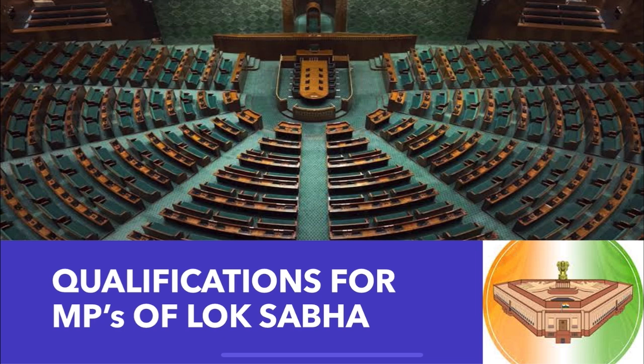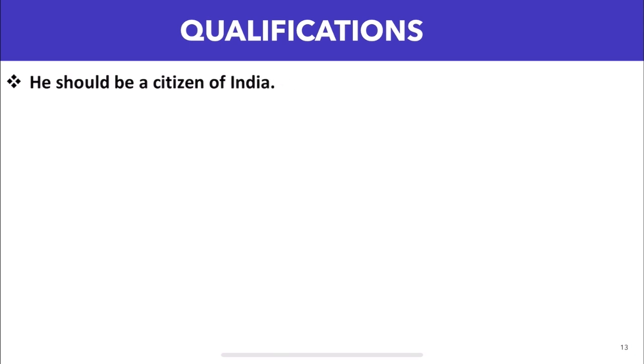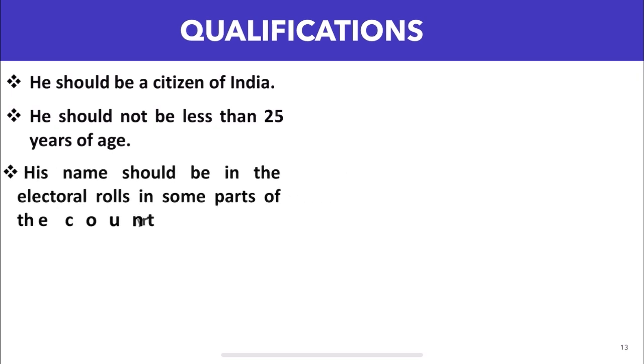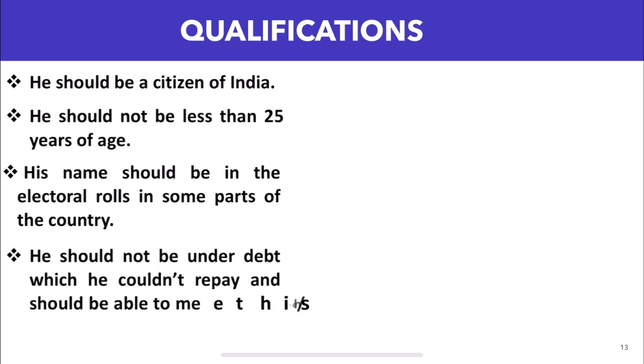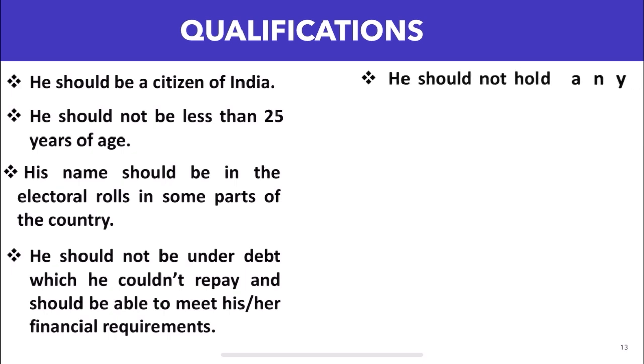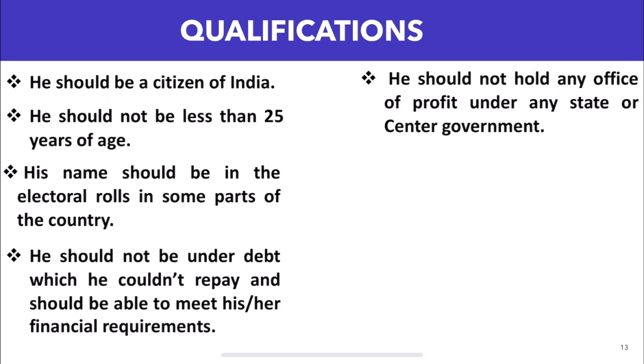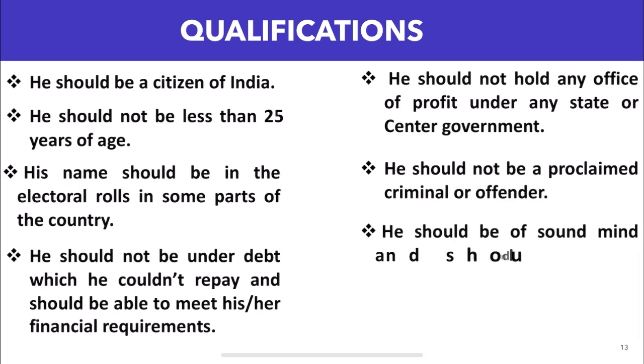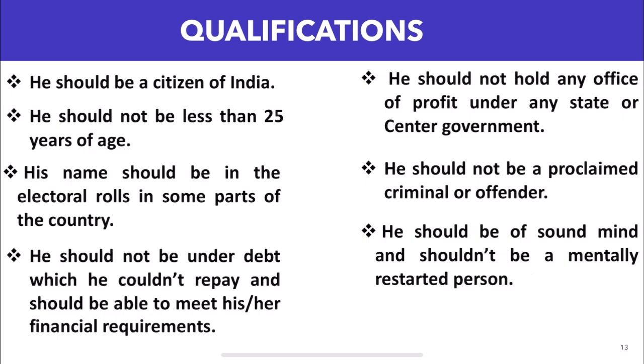Now let's understand what are the qualifications for MPs of the Lok Sabha. The necessary qualifications are: he should be a citizen of India. He should not be less than 25 years of age. His name should be in the electoral roll in some part of the country. He should not be under debt which he couldn't repay and should not be unable to meet his financial requirements. He should not hold any office of profit under any state or center government. He should not be a proclaimed criminal or offender. He should be of sound mind and should not be a mentally retarded person.